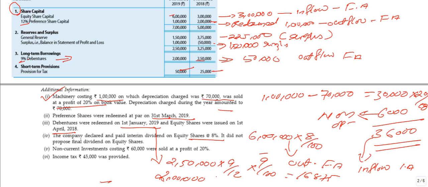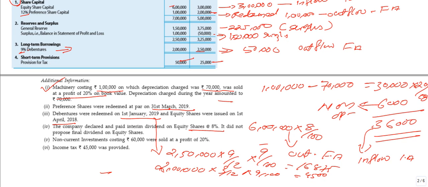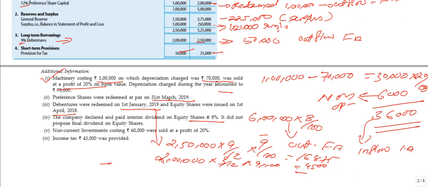Then the balance is 2 lakh rupees. How many months remain? That is 3 by 12. Only 3 months remain, January, February, March. So 9 by 100. I think that is 4,500 rupees. Total, how much are we getting here? 21,375. This amount is the debenture interest, an outflow of cash. Under which activity? Financing activity, and at the same time this is a non-operating expense. Add back.